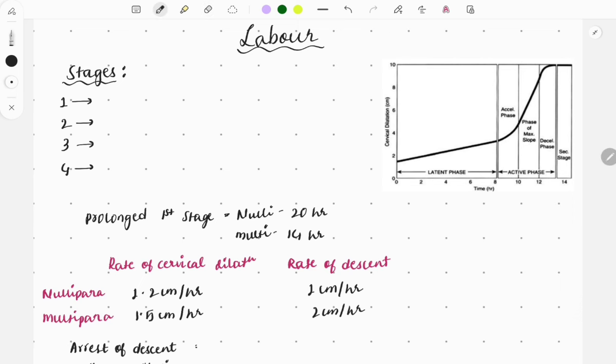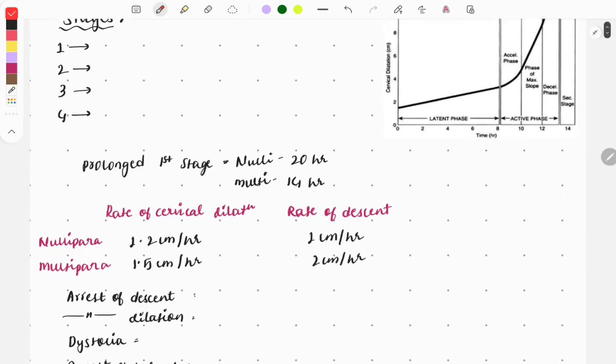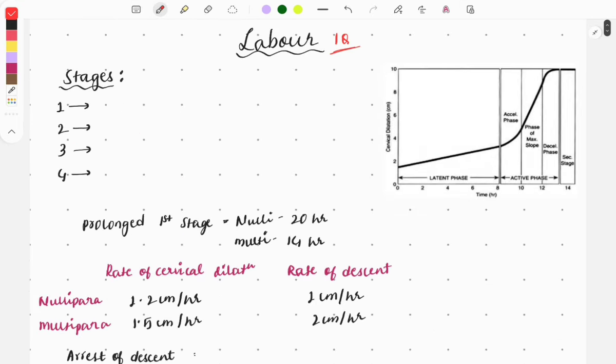So the most important thing from obstetrics is labor, okay. So from labor, you can expect one question. The questions are asked on the stages, then the presentation associated with it, the presenting part, the lie, everything. So we will look at those things quickly.